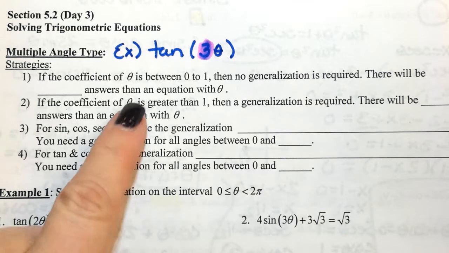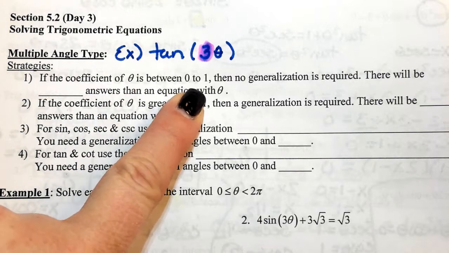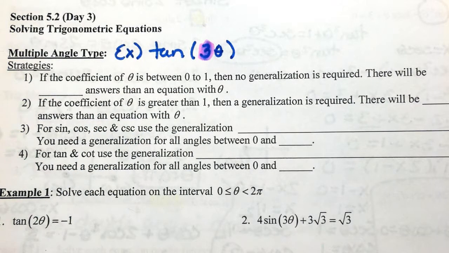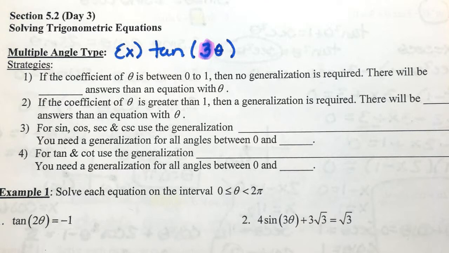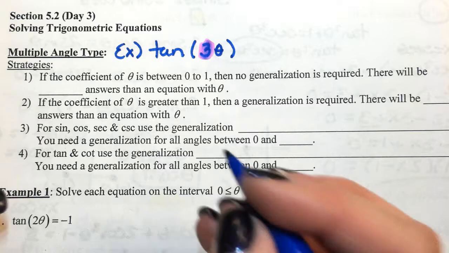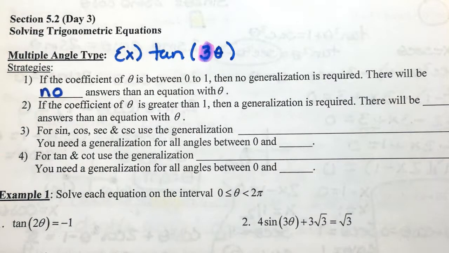Mainly, besides the double angle problems you had last night for homework, the coefficient of theta was between 0 and 1, and when you did the double angle formula substitution, you were able to get just theta. So for example, sine of 2 theta is equal to 2 sine theta cosine theta. That formula eliminated that coefficient in front of theta. However, there will be no answers other than an equation with theta. We're going to talk about what I mean by that in a minute.